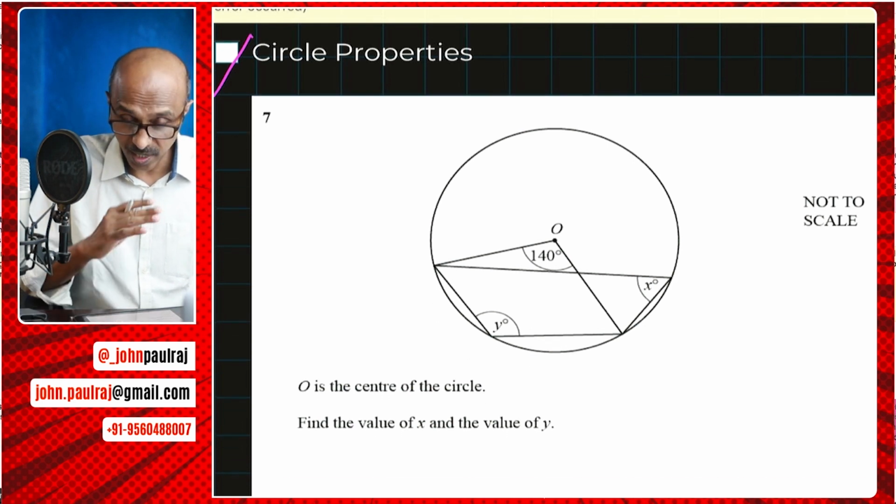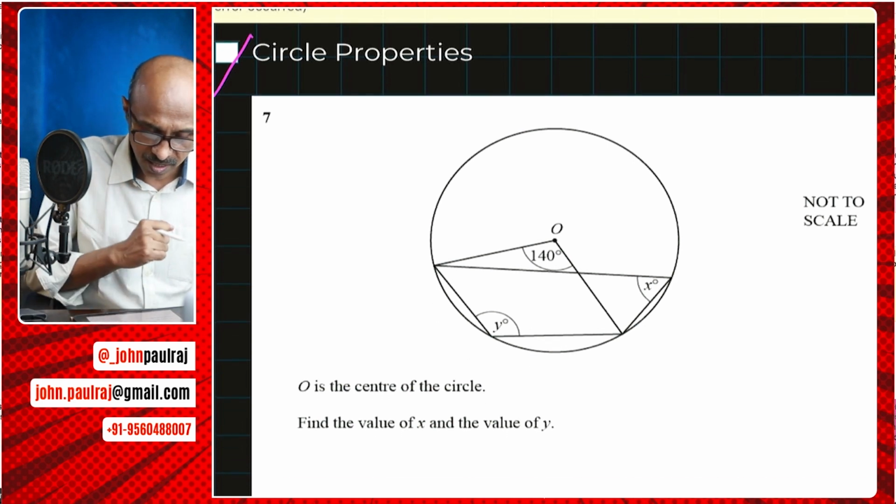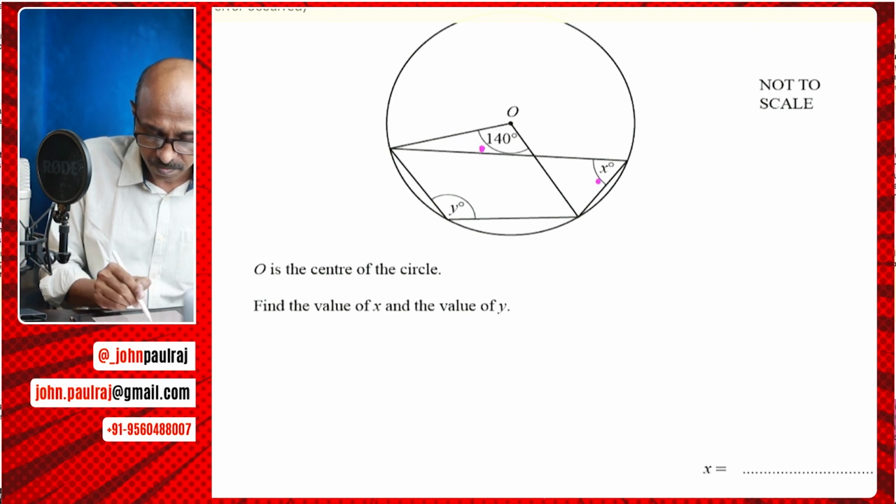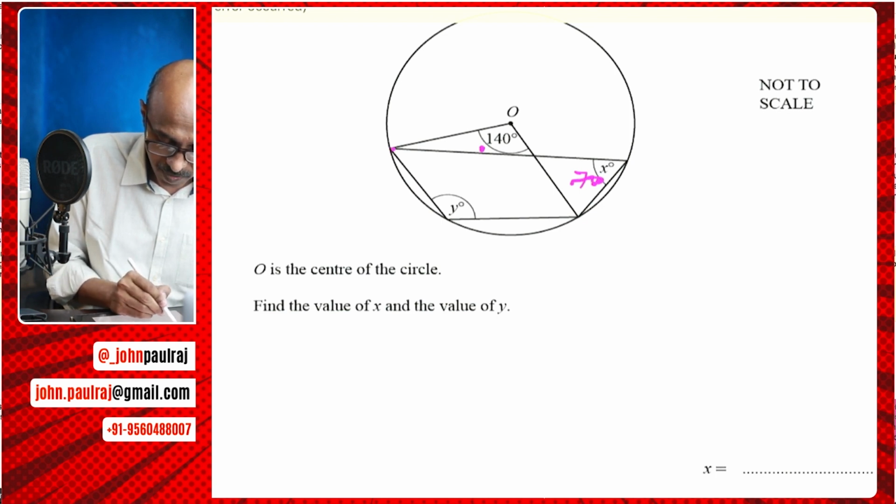All the properties, okay? Cyclic quadrilateral. In this particular question, you're making use of the idea that the angle at the center is twice the angle at the circumference subtended by the same arc, which means this x must be half of that, which is 70. And this then forms another cyclic quadrilateral. Okay, just keep that in mind.